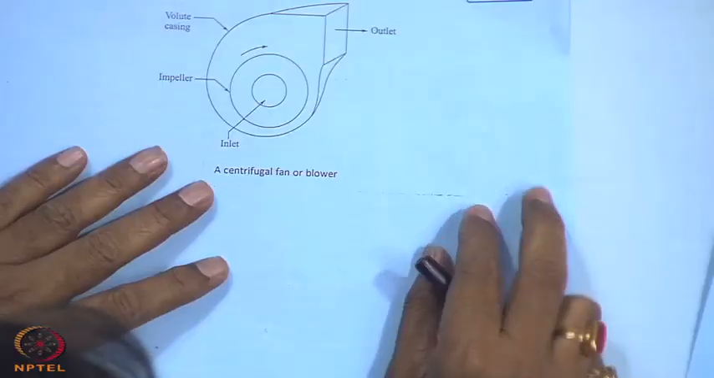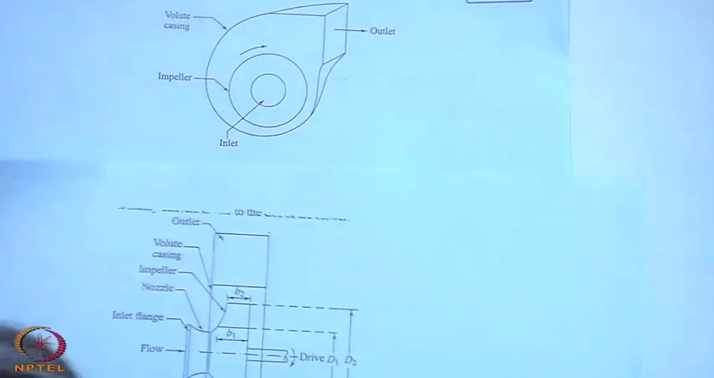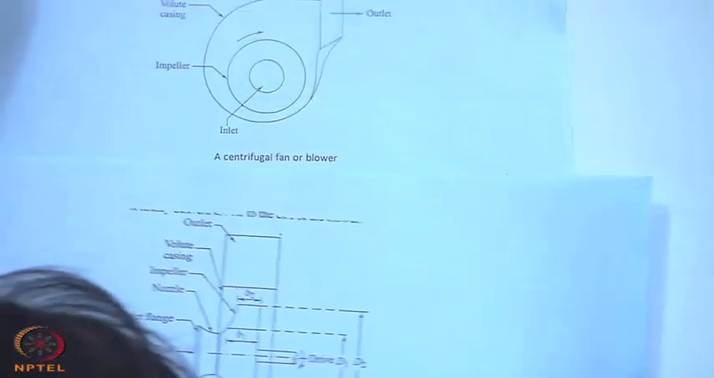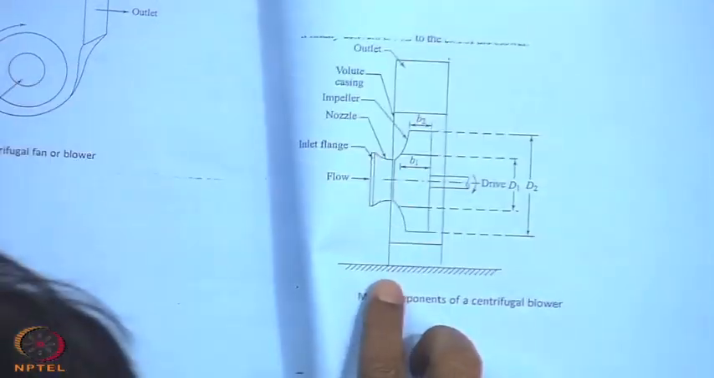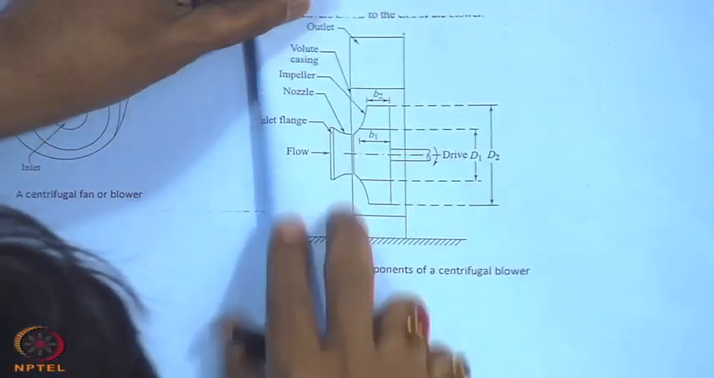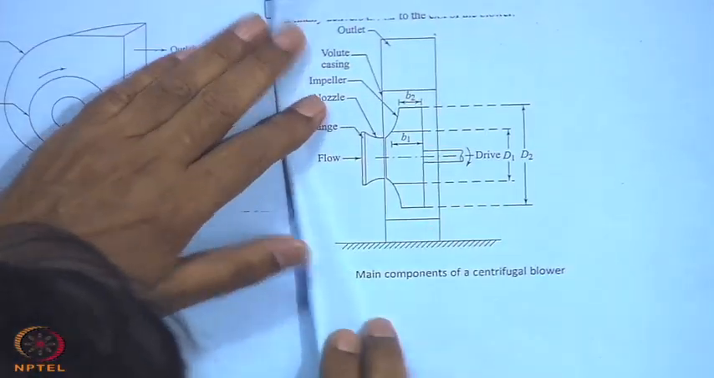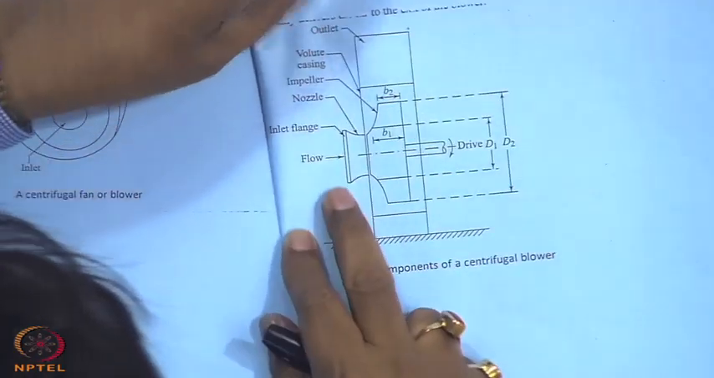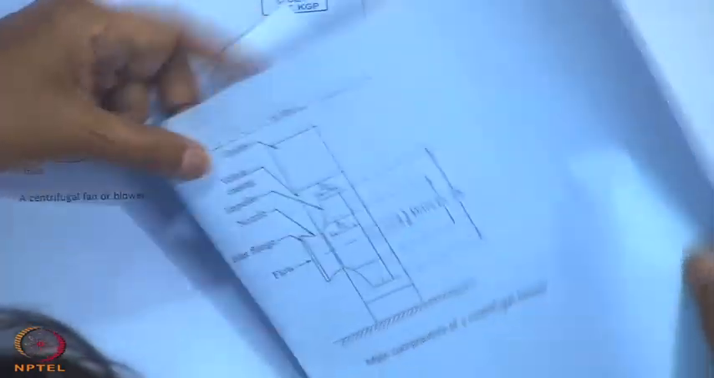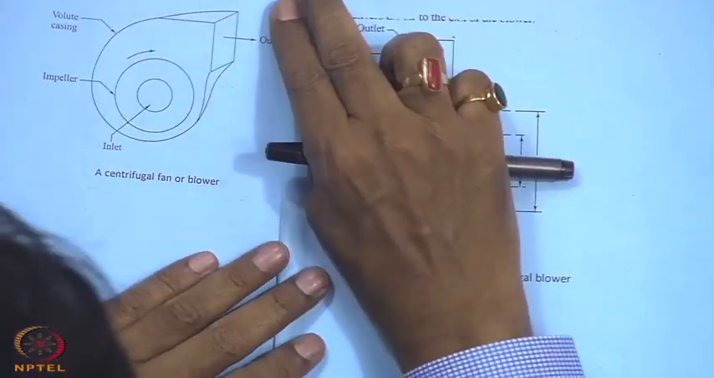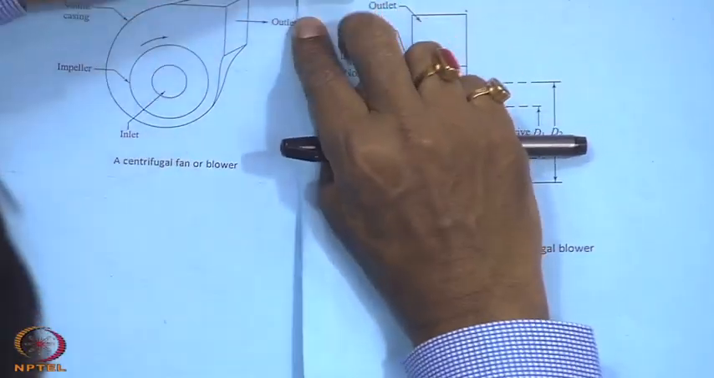So, you see a typical centrifugal fan or blower here. I will show you simultaneously. I do not know, it may be a little difficult. Okay, I will try it. Yes, this is the thing. Let me make these things. Let me show you like this. This is a typical centrifugal fan or blower.